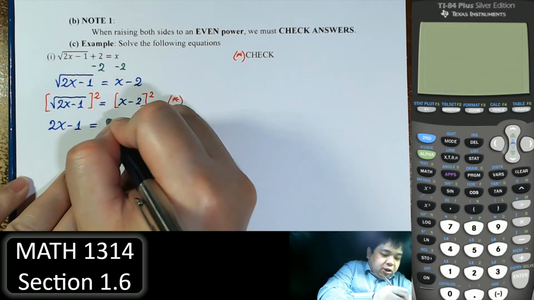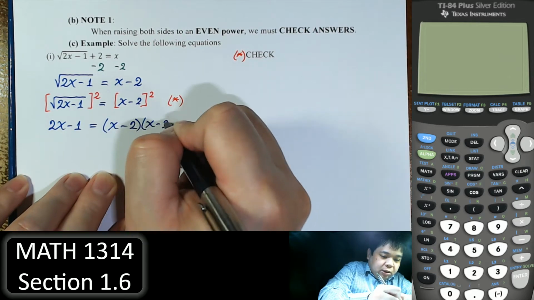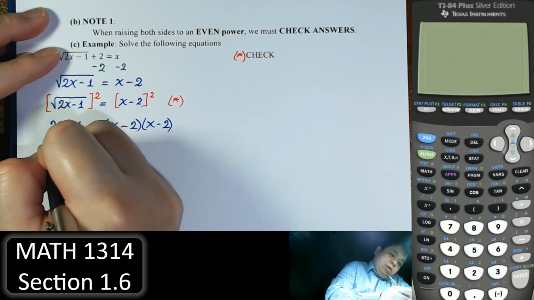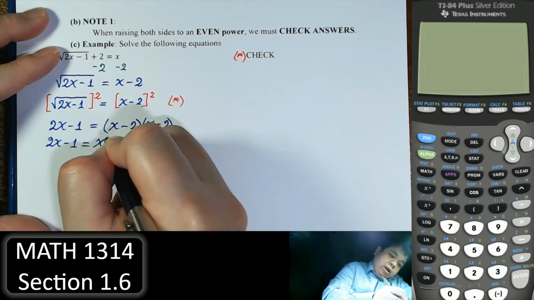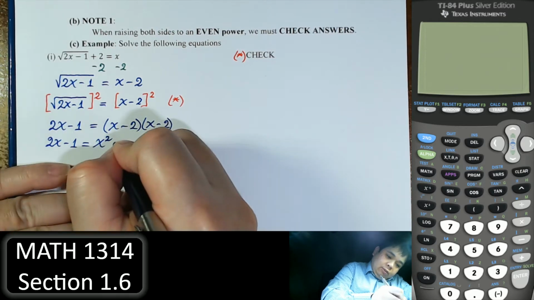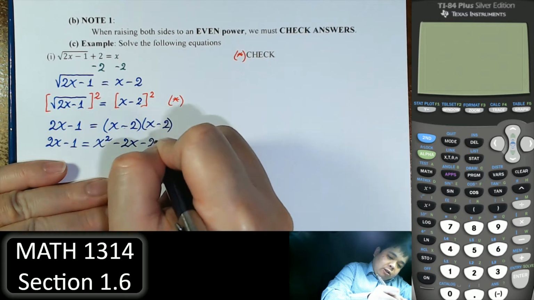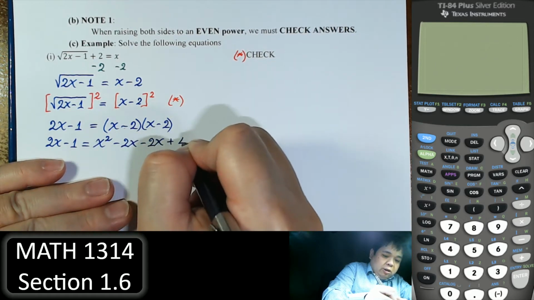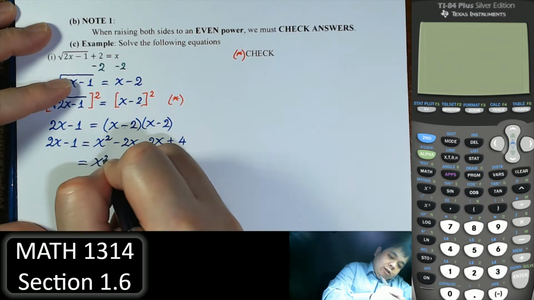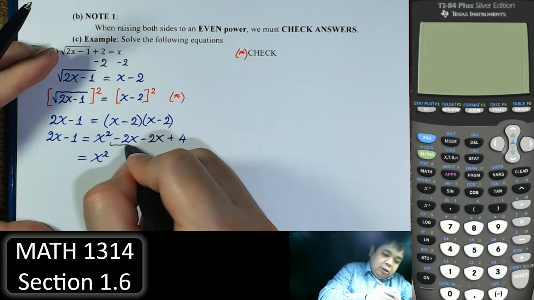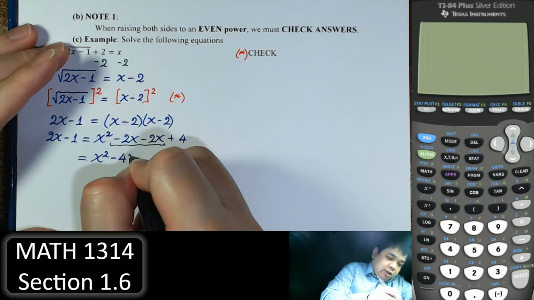Right, so I have x minus 2 times x minus 2. I'll just multiply it out to x minus 1. X times x is x squared, minus 2x, minus 2x, plus 4. Combine like terms. Negative 2x minus 2x is minus 4x plus 4.